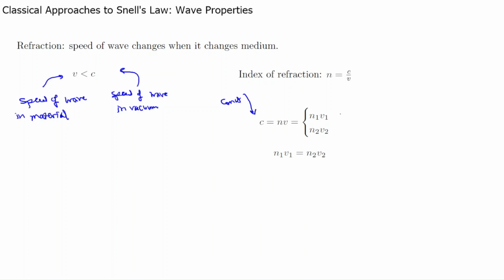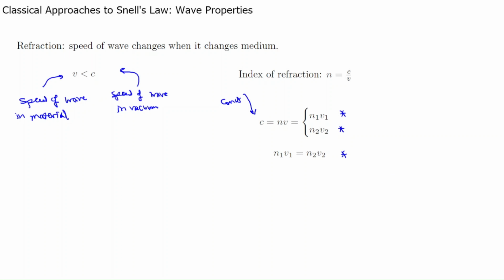So we can say n1 times v1 equals n2 times v2, because they're both equal to the same constant c. So whenever a wave changes medium, the product of its velocity times its index of refraction is always going to equal a constant. Sometimes we don't worry about that constant. It's equal to c, but it is what it is.